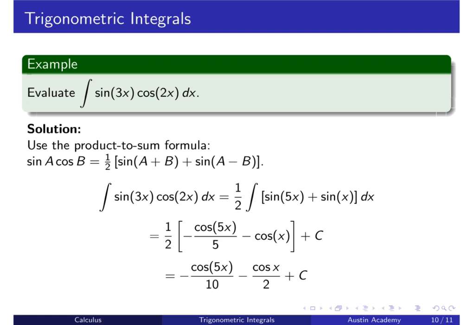Step 2. Integrate. 1/2 times negative cosine of 5x over 5, minus cosine x. Final answer. Negative cosine of 5x over 10, minus cosine x over 2, plus c.